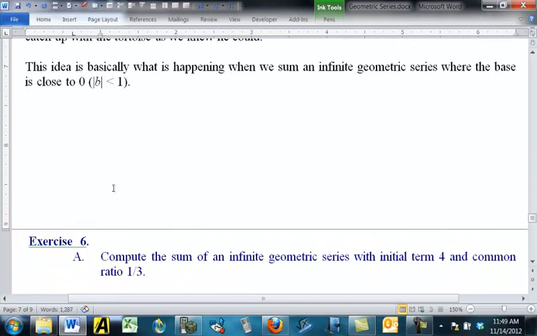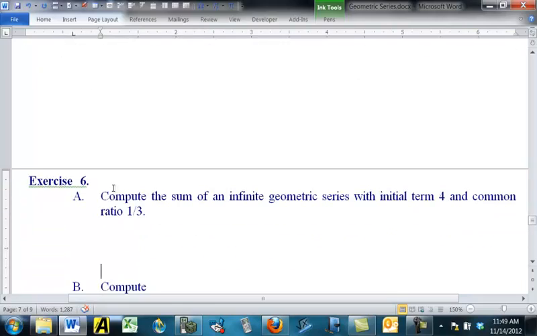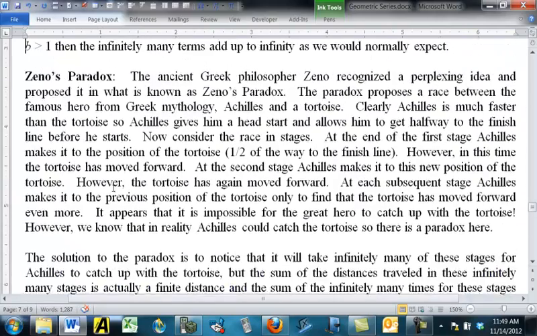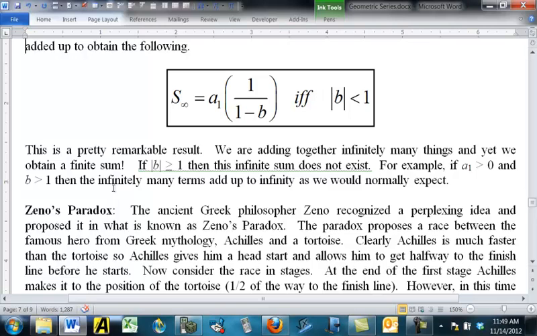So, let's see if we can apply that formula. Let's review the formula real fast. You might want to jot it down. The sum of infinitely many terms is a1, the first term, times 1 over 1 minus b, where b is the base or common ratio. It works if and only if, that's what IFF stands for, if and only if the absolute value of b is strictly less than 1. Essentially like a proper fraction or a decimal number close to 0.